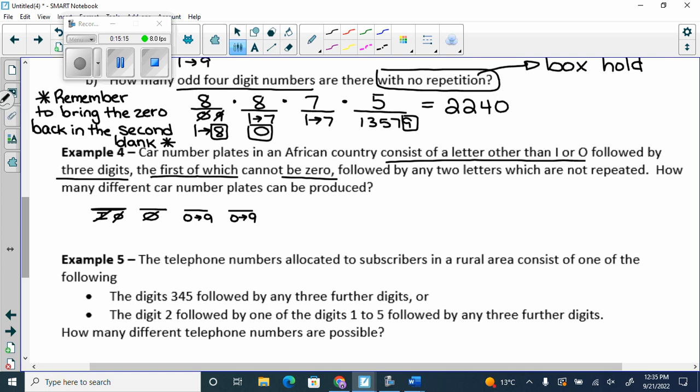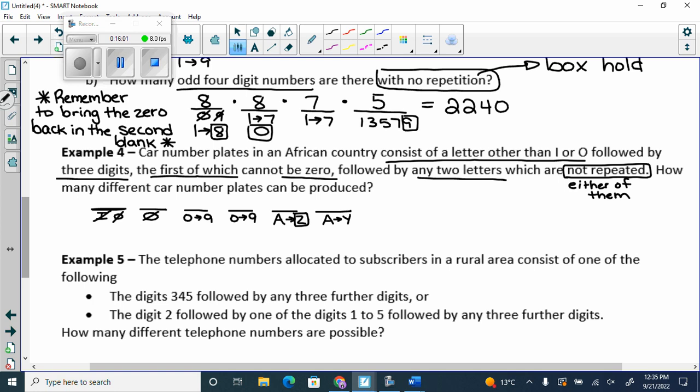Okay? Then followed by any two letters which are not repeated. And it means not repeated either of them. So not repeated means just the two of them aren't repeated, right? So if this one is A to Z, when I say not repeat, what do I tell you you're supposed to do? Box and hold. So I have to box and hold something from there, right? So I'm going to box and hold the Z, and now I have A to Y.